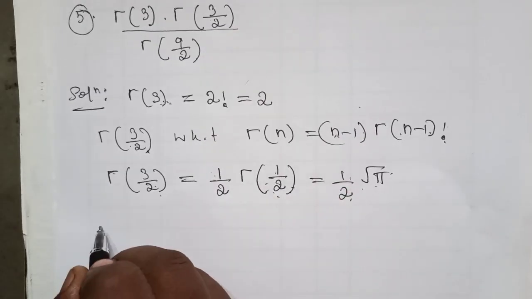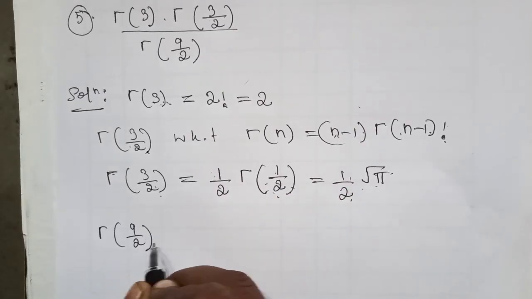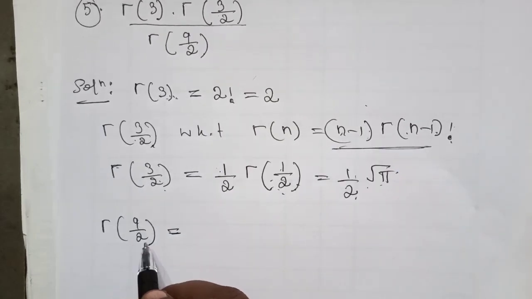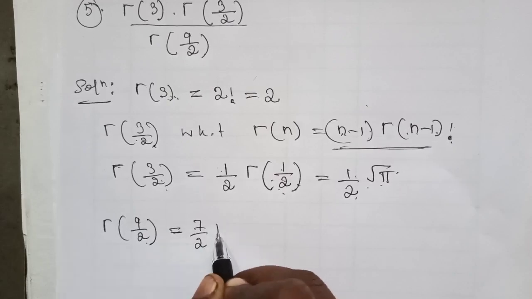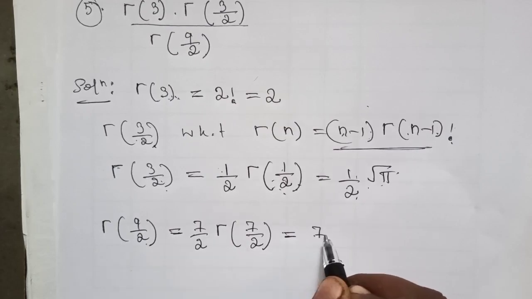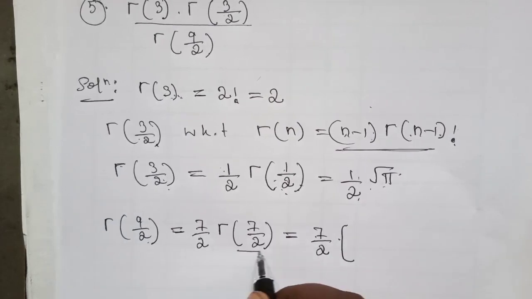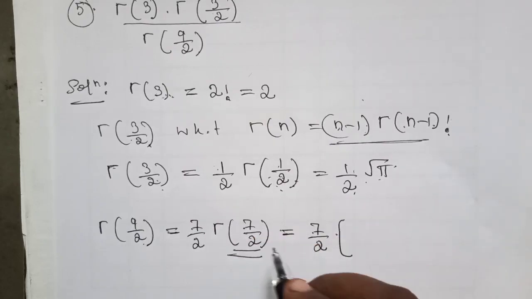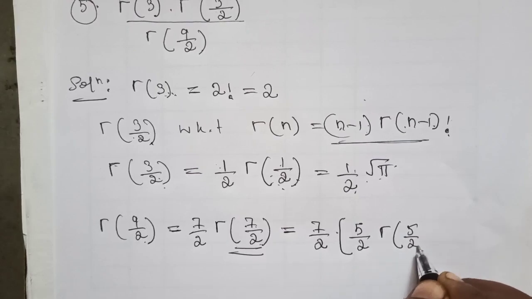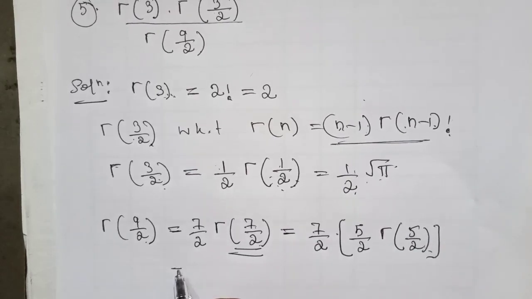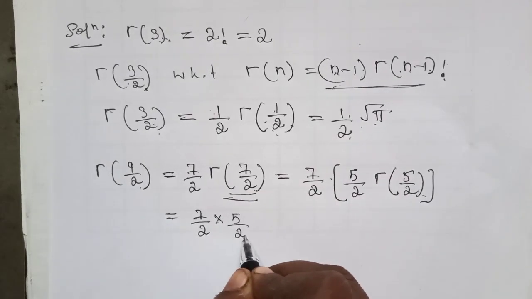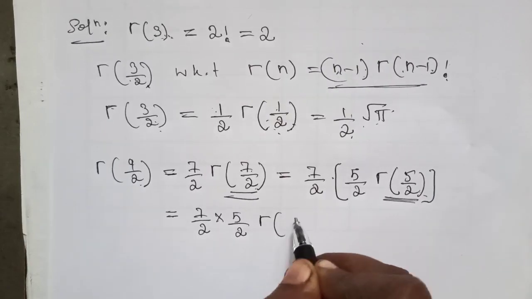Next we have gamma of 9 by 2. By using this formula, n minus 1 means 9 by 2 minus 1 is 7 by 2, into gamma of 7 by 2. Again this can be written as 7 by 2 as it is. Now gamma of 7 by 2 can be written as 7 by 2 minus 1 is 5 by 2 into gamma of 5 by 2. Further simplifying this one we get 7 by 2 into 5 by 2 into gamma of 5 by 2.